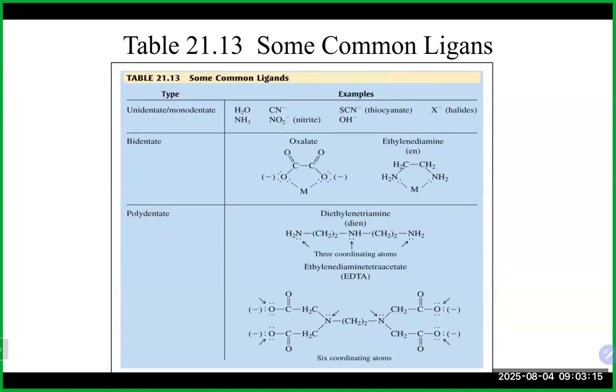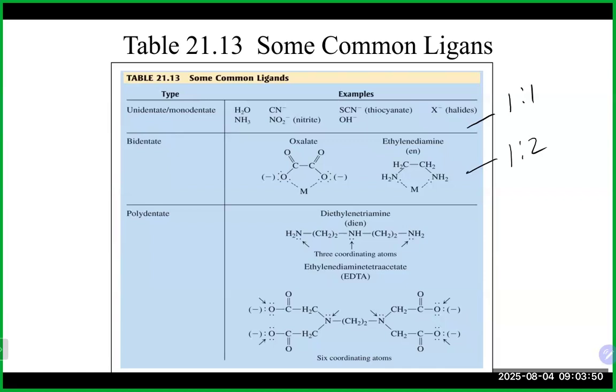There are a lot of monodentate ones: water, cyanide, ammonia, nitrite, thiocyanate, hydroxide, and the halogens. Those are all typically monodentate. That means if you have any of these, it's a 1-to-1. For every one molecule, you get one connection, or coordination number, if you will. Bidentate, there are two common ones here: oxalate and ethylenediamine. For every one of those, you get a 2 for one, so you get two coordination number countings for every one molecule.